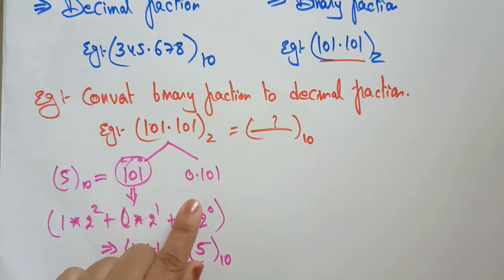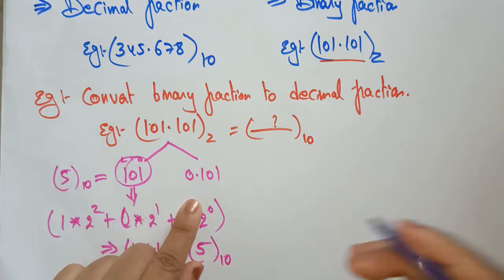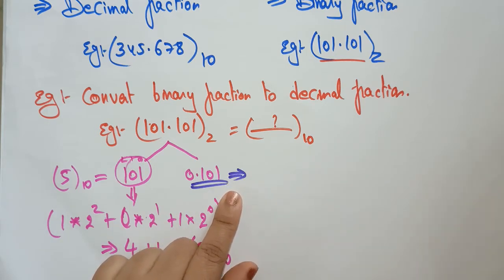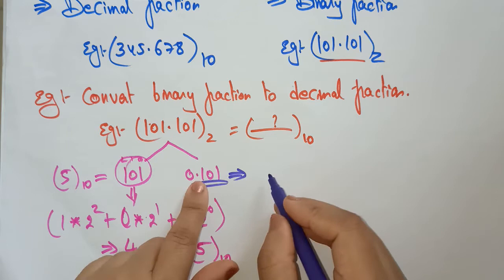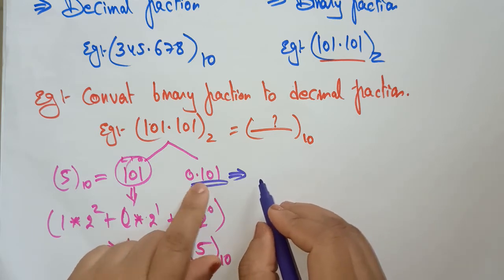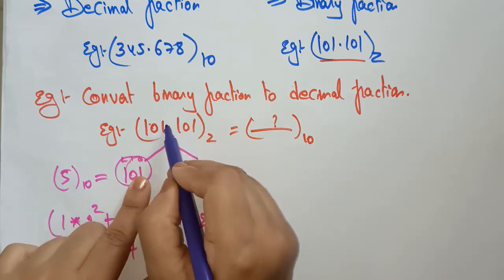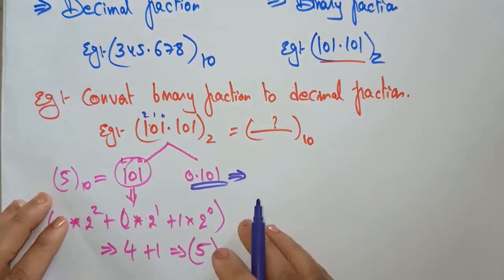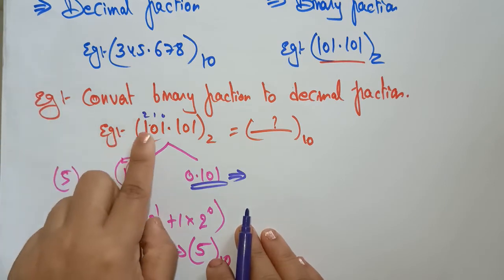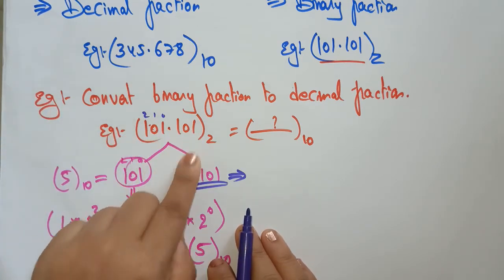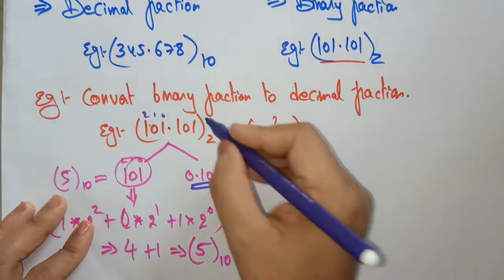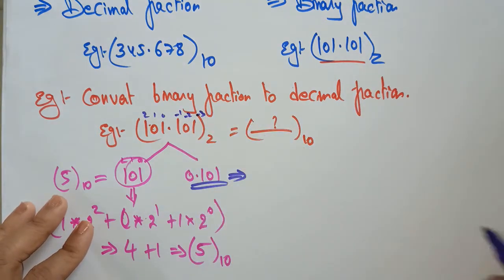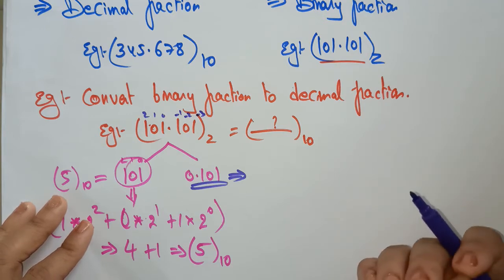Now let's convert the fraction part. How am I going to convert this fraction part to a decimal number? See here, this is a binary number. For the integer part, on the left hand side, we take powers 0, 1, 2 and 3, 4, 5 like this. Coming to the right hand side, the fraction part, we have to take -1, -2, -3. The powers are 2 power -1, 2 power -2, 2 power -3 like that.